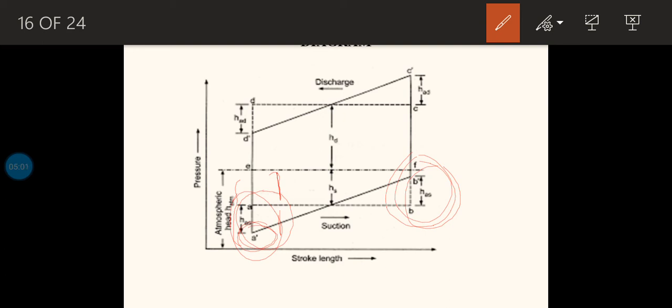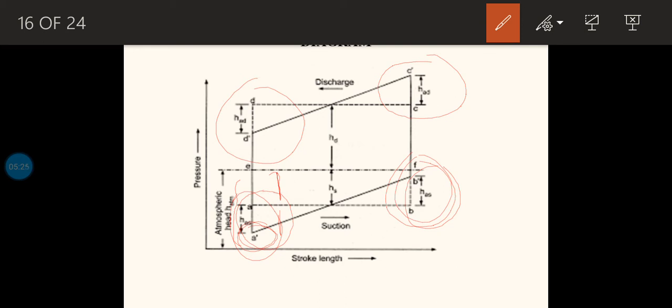Similarly, at the delivery stroke, this point is the starting of the delivery stroke and this is the ending point of the delivery stroke. So at the starting of the delivery stroke, we will have an acceleration head HAD. We can calculate HAD from the equation HAD equal to LD by G, A by AD, omega square R cos theta. Here also HAD is depending on the value of theta.